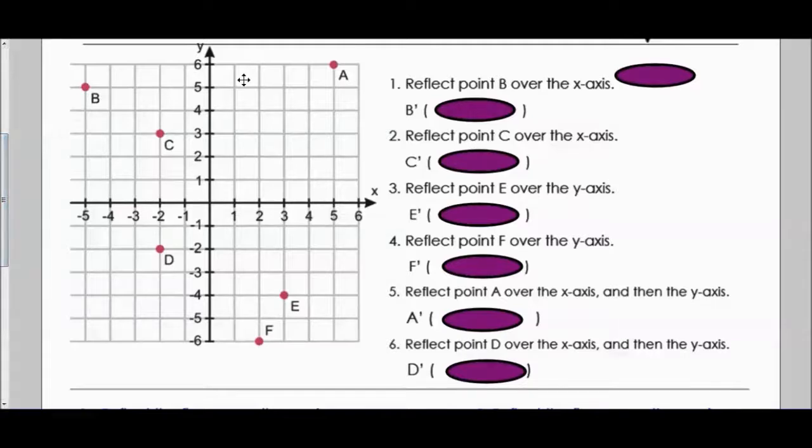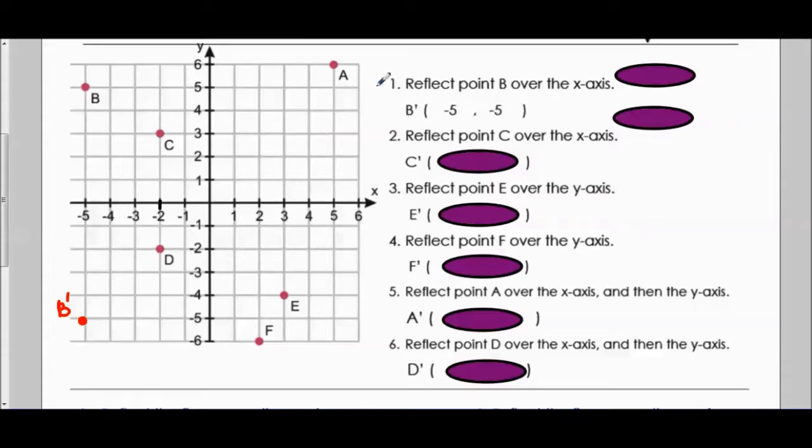So number one asks us to reflect point B over the x-axis. First thing we need to do is just find the x-axis. So it's there. Point B is 1, 2, 3, 4, 5 spaces away on this side. If we're reflecting it over that line, it's going to end up 5 spaces on the other side. So point B will end up 5 spaces below the x-axis. Point B prime, really, will end up 5 spaces below. So that ends up at -5, -5.